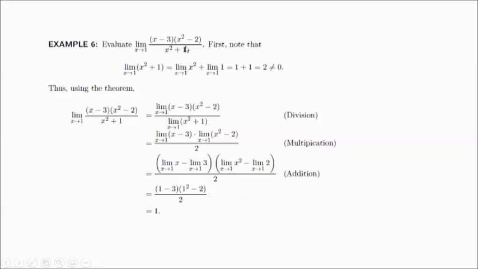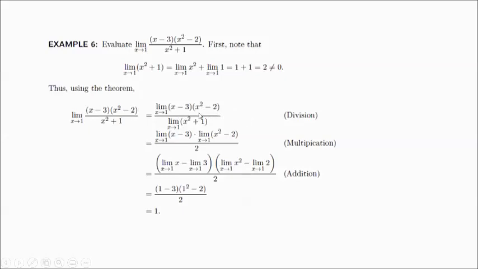So this one, the numerator has a multiplication of polynomials: x minus 3, x squared minus 2. We need to check first that the denominator will not become 0. It doesn't. The limit of x squared plus the limit of 1 is 1 plus 1, so 2. So it does not become 0.